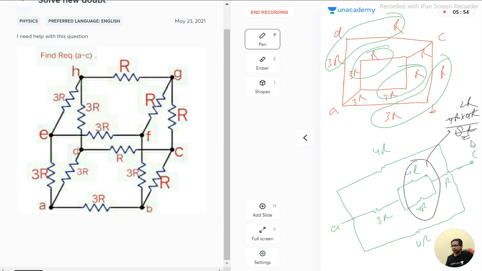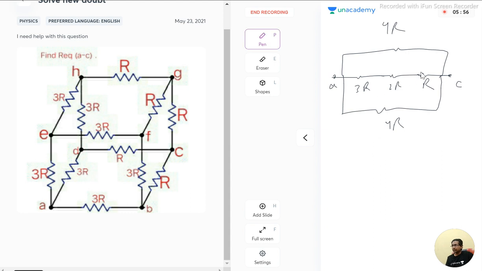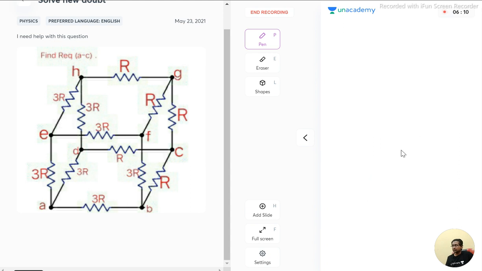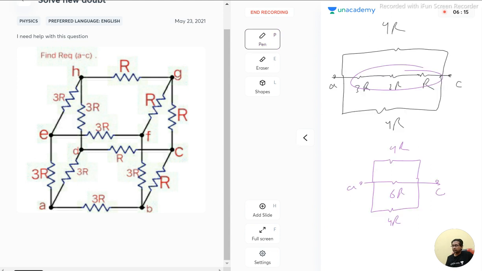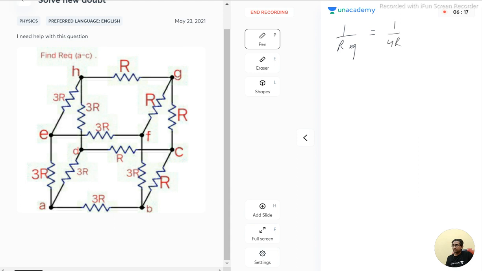Okay, so let's move ahead. And this is how much? 3, 4, 5, 6. 6R. And this is 4R, and this is also 4R. This is A, this is C. These three are in parallel. So 1 by R equivalent is equal to 1 by 4R plus 1 by 6R plus 1 by 4R. Taking 12 as LCM, 12R.